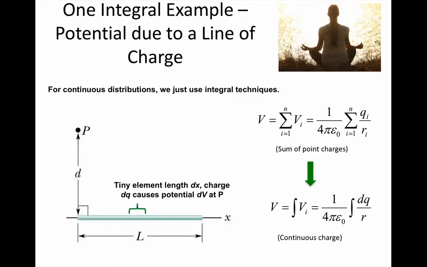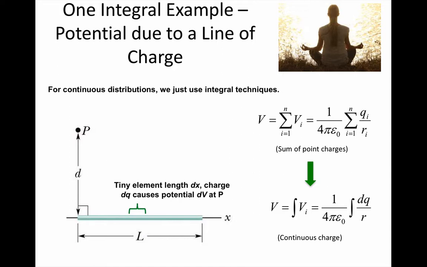And now we'll look at one example of a distributed charge, which of course means integration. We're going to look at the potential a distance d away from a line of charge that is a length L. Now we know that for point charges, you would simply take the sum, in other words, add up the potential due to each point charge.